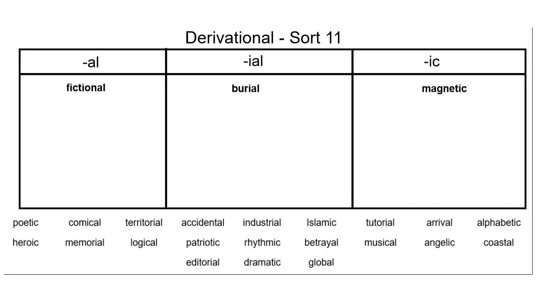Hello friends, today we are working on derivational sort number 11. This sort focuses on the suffixes AL, IAL, and IC. Go ahead and sort your words based on the suffix, and then we'll talk about the words.